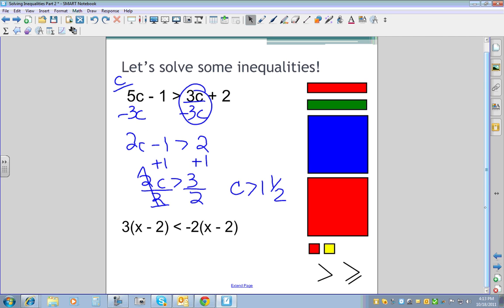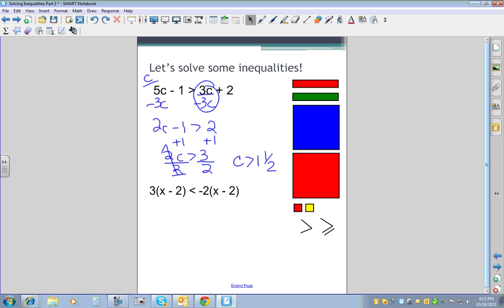Pause the video if necessary to take notes. Now let's look at our next problem. This one, we're definitely going to have to use that first step of simplification because we have to apply the distributive property before we can do anything else. And before I apply the distributive property, I'm actually going to change these subtractions to add the opposites.